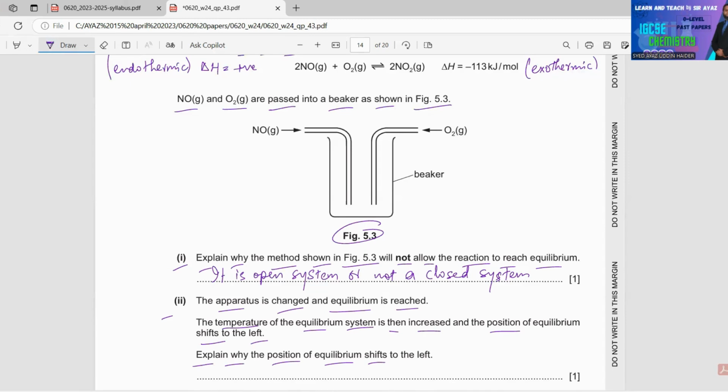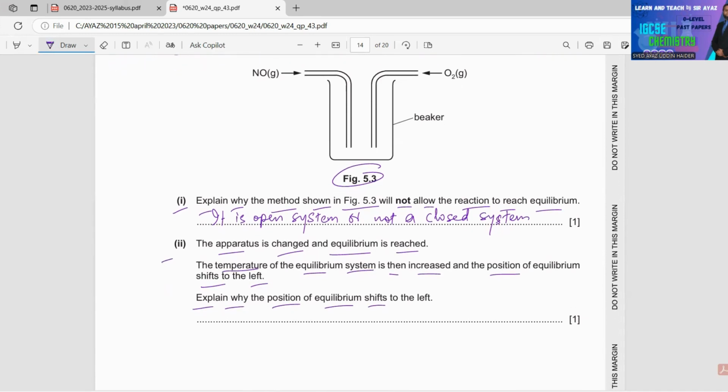Definitely, if you look at the sign of the delta H, it's minus in the forward direction. And as I told you, if it's minus in the forward direction, which means it's exothermic, then the backward direction will be endothermic. So definitely it will shift the equilibrium to the left-hand side. So you can either write forward reaction is exothermic or reverse endothermic.